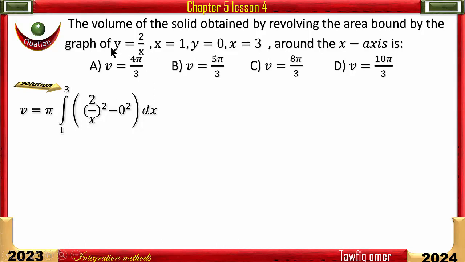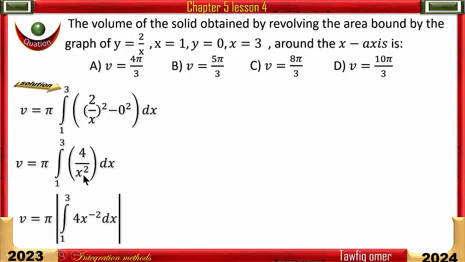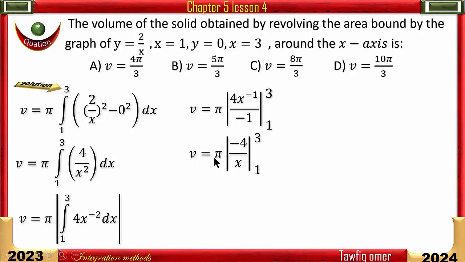and the first y is equal, that means 2 over x, squared, minus the second y squared, which is 0 squared. Simplifying, this becomes 4 over x squared, by taking x squared from the denominator to the numerator. Taking the integration by adding 1 to the power and dividing by the new power, it becomes 4x to the power minus 1 over minus 1, and simplifying, the volume is equal pi times minus 4 over x from 1 to 3.